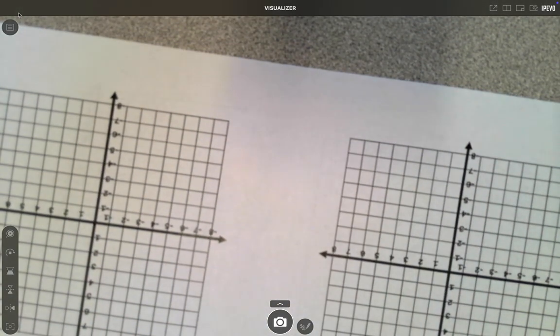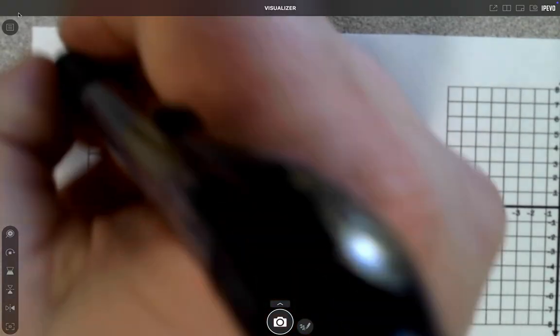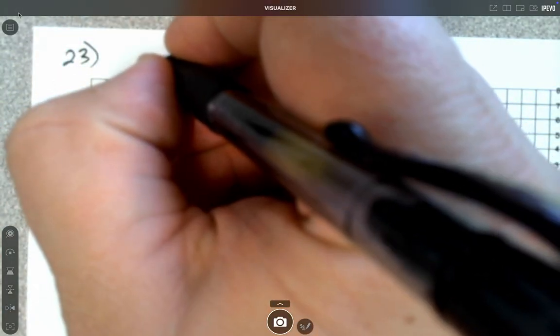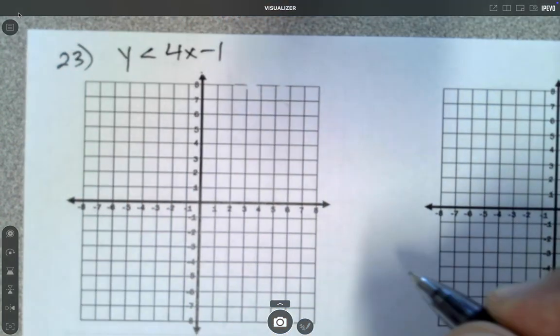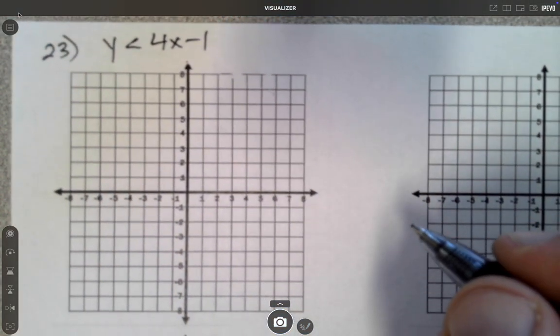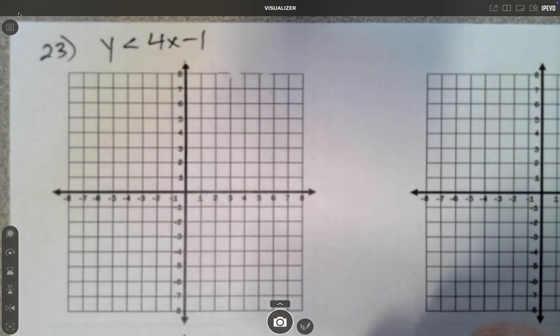Okay, let me grab some graph paper to do the last two, 23 and 24. Oops, sorry, I'm upside down. Here we go. So for 23, our inequality is y is less than 4x minus 1. We want to first make sure the inequality is in slope-intercept form, which this is.